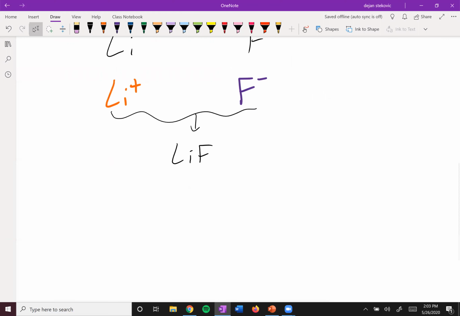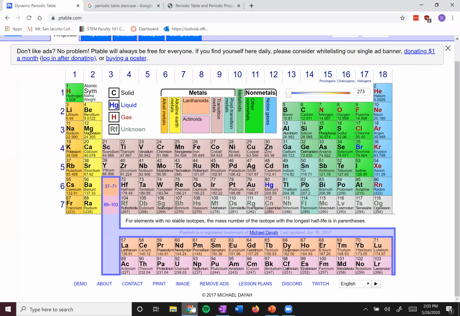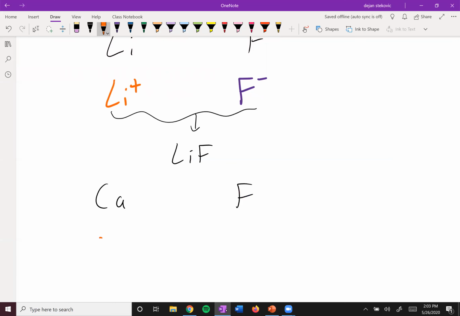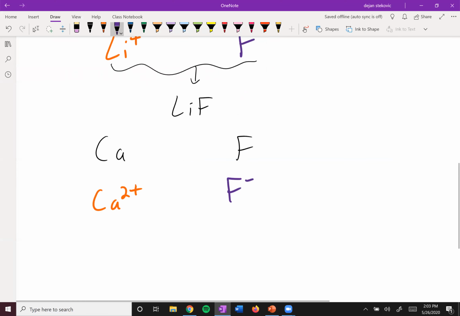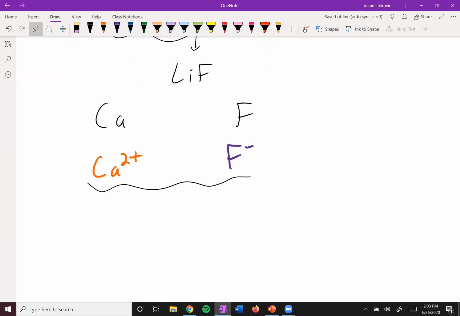Let's take another example. Let's take a look at calcium and fluorine. If we take a look at calcium, it's in group 2 here, so it's going to want a +2 charge. Fluorine still -1 here. So if we want to form a neutral compound, we're going to need 2 fluorines for every 1 calcium. So the formula is overall going to be CaF2. The subscript 2 indicates that there's 2 fluorines.